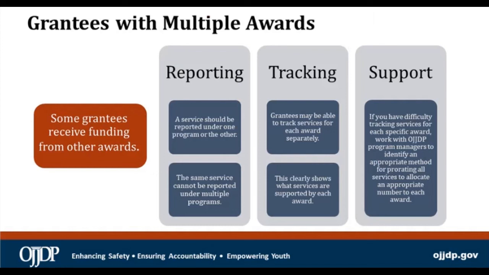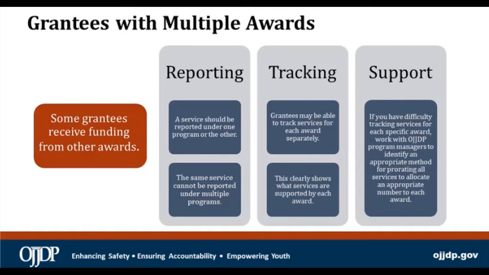Now, as mentioned previously, some grantees may receive funding from other awards. A service should be reported under one program or the other. The same service cannot be reported under multiple programs. If you have difficulty tracking services for each specific award, work with OJJDP program managers to identify an appropriate method for prorating all services to allocate numbers to each award.